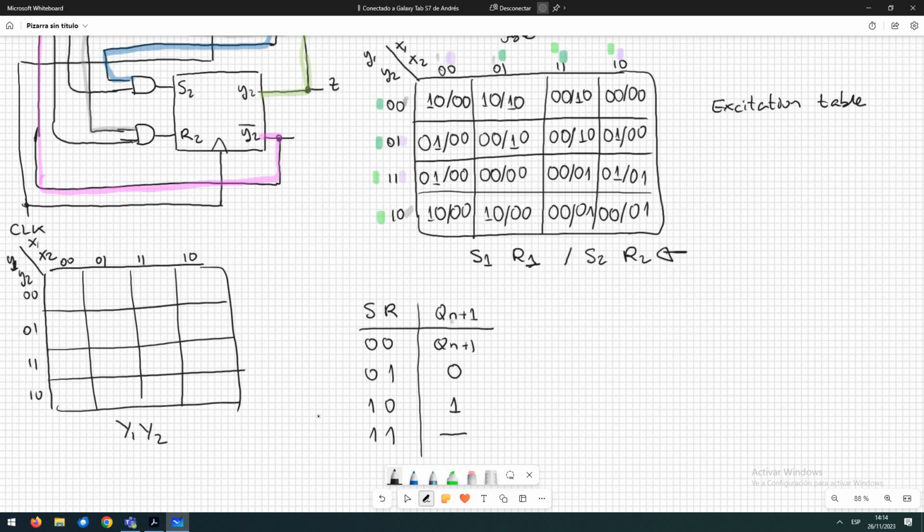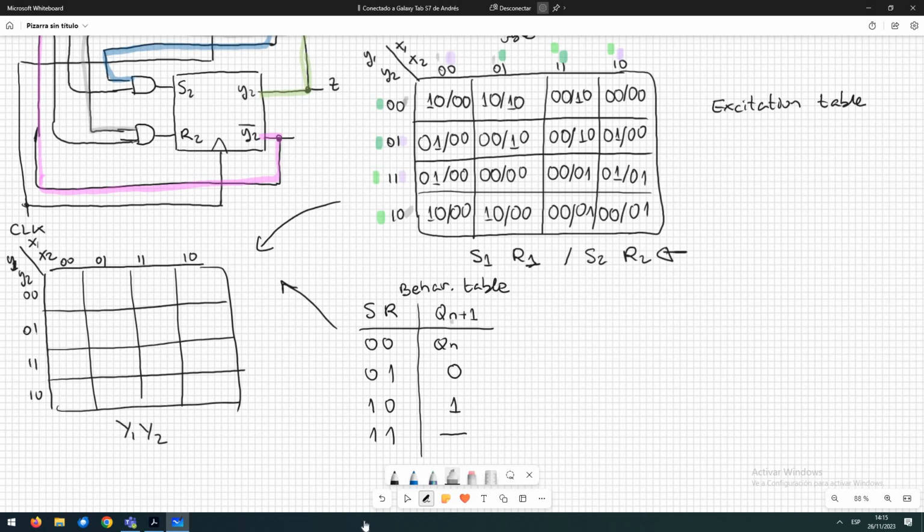So inputs 1 1 are not allowed. With 0 0 we keep the previous state. With 0 1 we reset the system, and with 1 0 we set the system to 1. So we have to look at the excitation table and at the behavior table of the SR to fill the transition table. So here, remember, we have to write the transitions between the current and the next state. So we go row by row again.